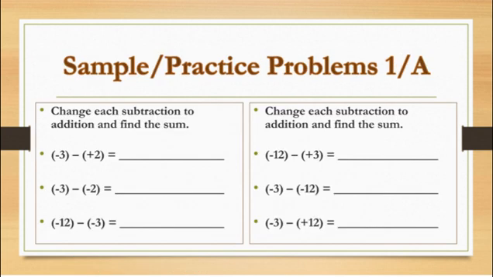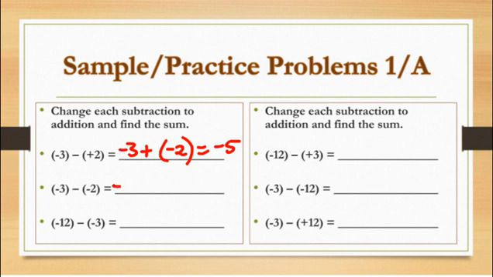So let's take a look at some examples. Let's change each subtraction to an addition and then find the sum. So negative 3 minus 2. I write my negative 3. The opposite of subtraction is addition, and the opposite of a positive 2 is a negative 2. So really it's a negative 3 plus a negative 2. They have the same signs, so I'm adding them together, which gives me a negative 5.